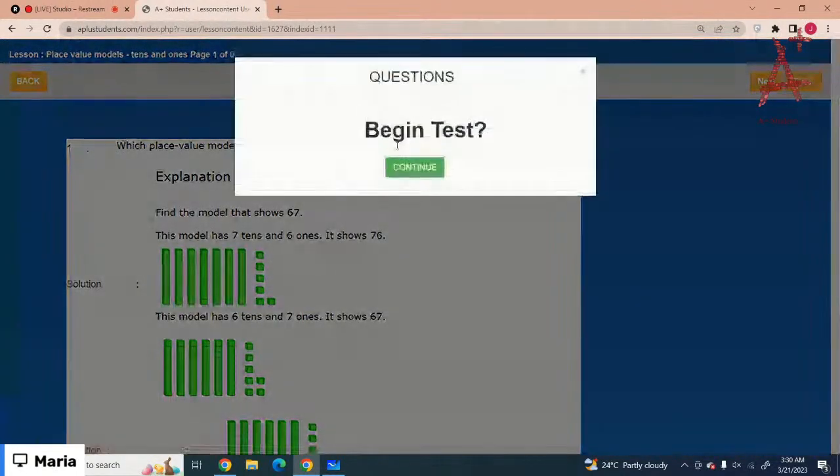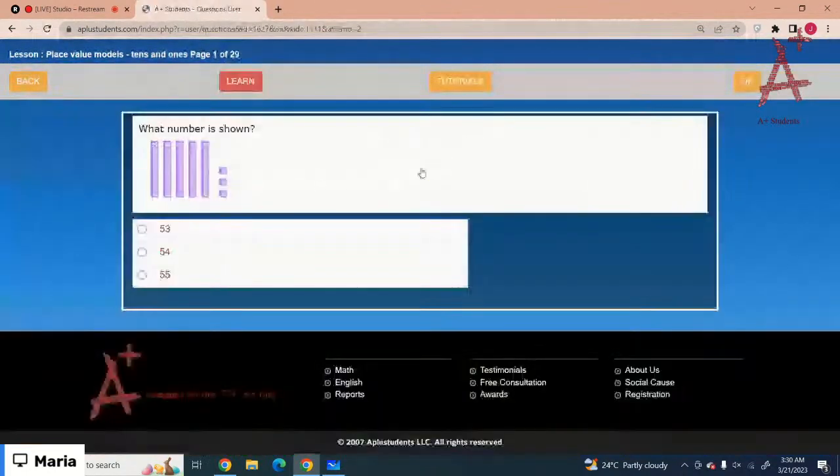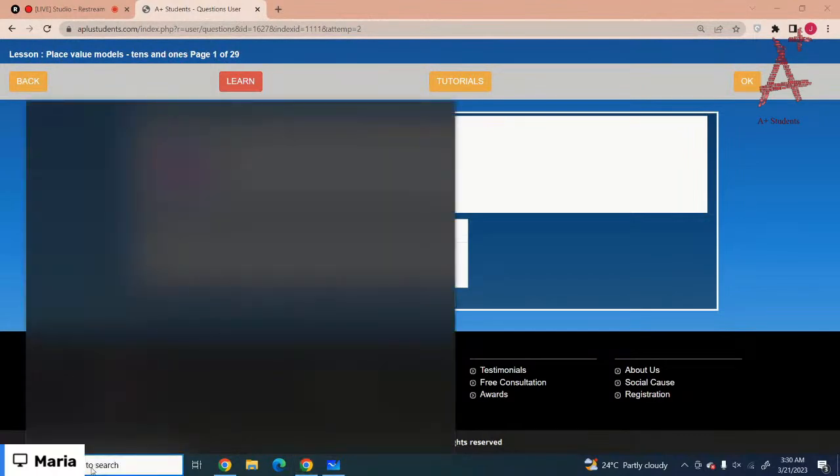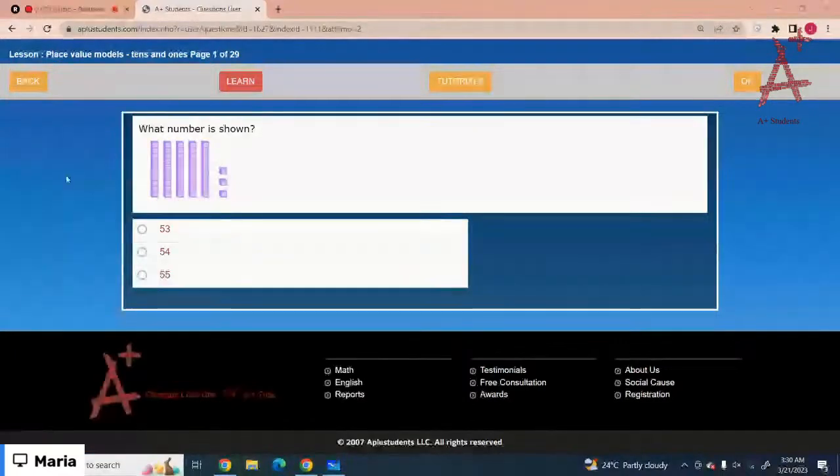Got it? Okay, what number is shown? You have to count the number. You have to see what number is shown. Got it? So basically, each one block represents 10. Got it?